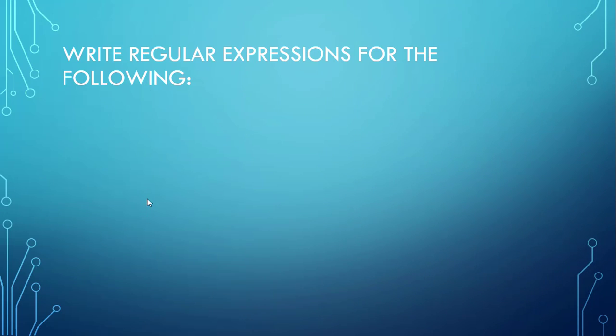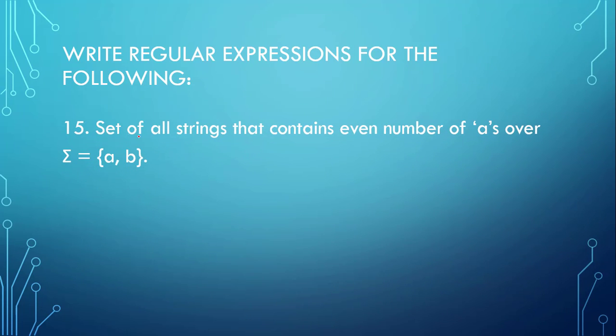Let us move on to our second last question which says set of all strings that contains even number of A's over the input A, B. Now here even number of A's means 0, 2, 4, 6, 8 and so on. Number of A's should be present in our input string for it to get validated by our push down automata. So let's see the regular expression, what it says.